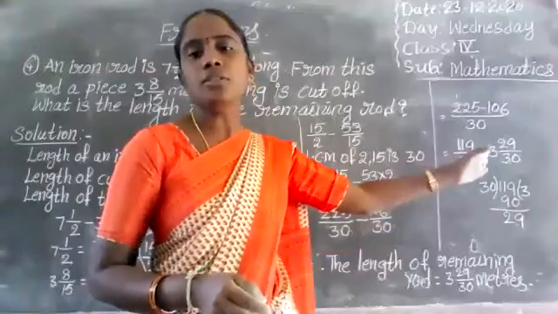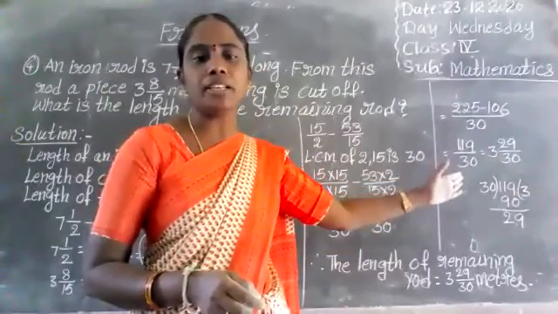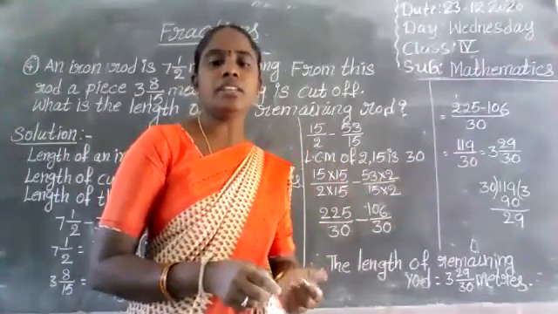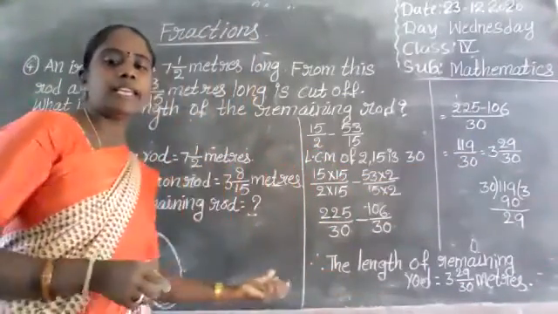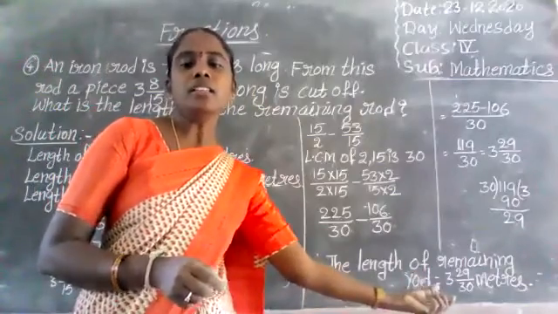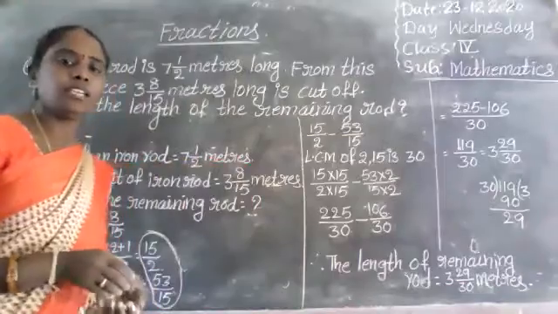That is changed into a mixed fraction. What is the mixed fraction of 119 by 30? 3 whole 29 by 30. That is the answer. That is the length of the remaining rod. The length of the remaining rod is 3 whole 29 by 30 meters. Okay.